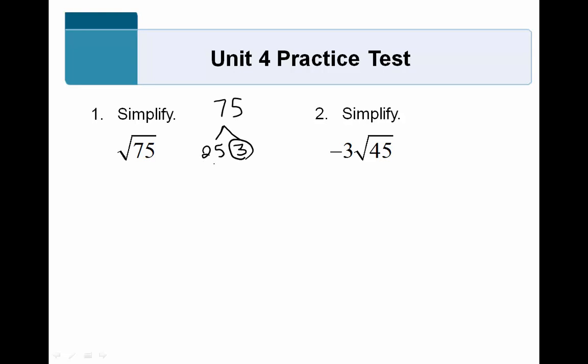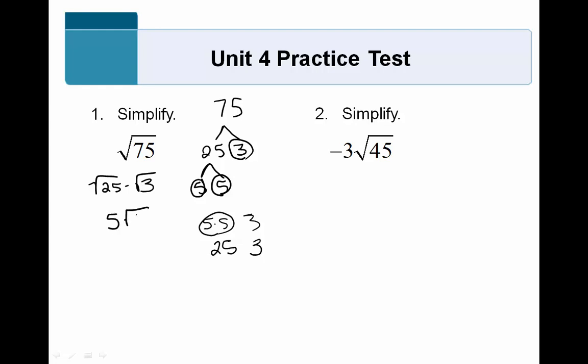3 is prime. 25 goes to 5 and 5. So there's our pair, 5 times 5. There's our perfect square. And the irrational part will be the 3. So using that multiplication property of radicals, we can rewrite radical 75 as radical 25 multiplied by radical 3. The square root of 25 is 5. So we end up with 5 radical 3, or 5 square roots of 3.